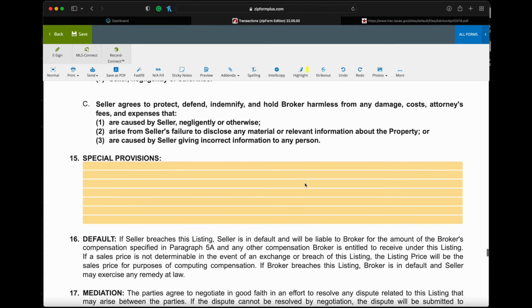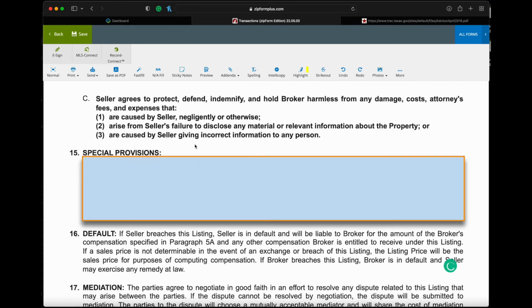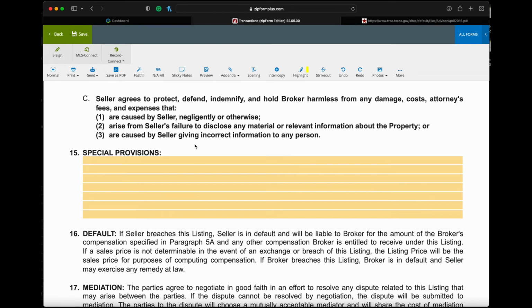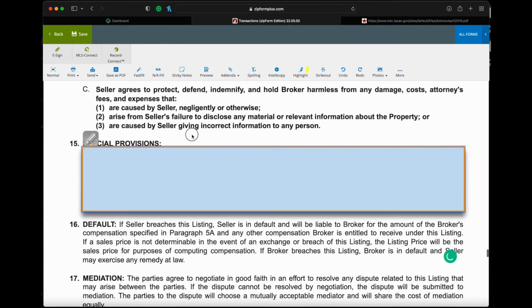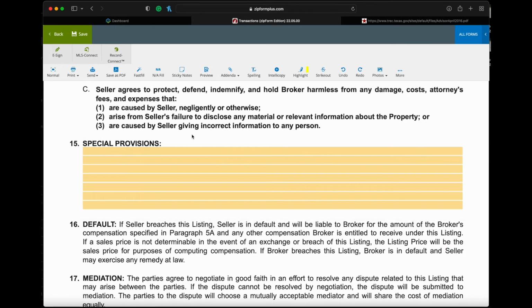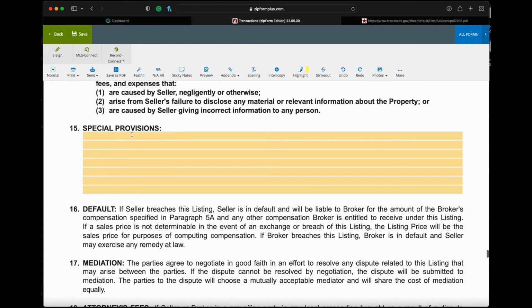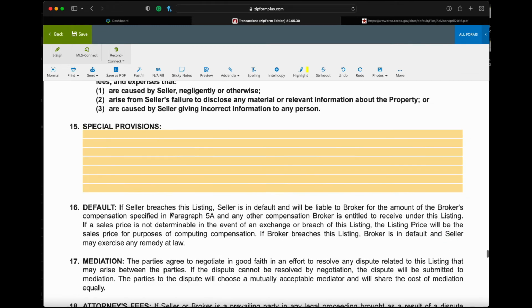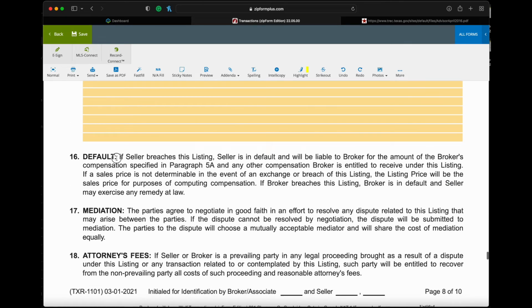Special provisions: in case there are any other special instructions or any other information that they give you that you need to be made aware of, and maybe put in confidential remarks to MLS or something, then it'll be written in here. This is the ramifications if defaults happen.